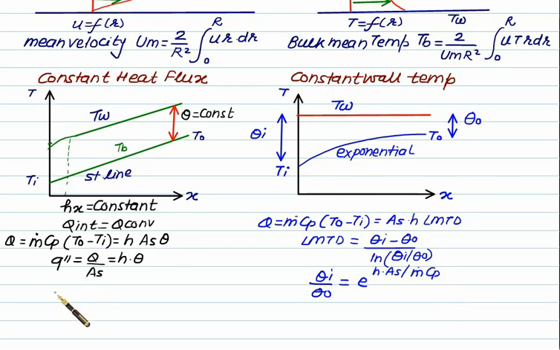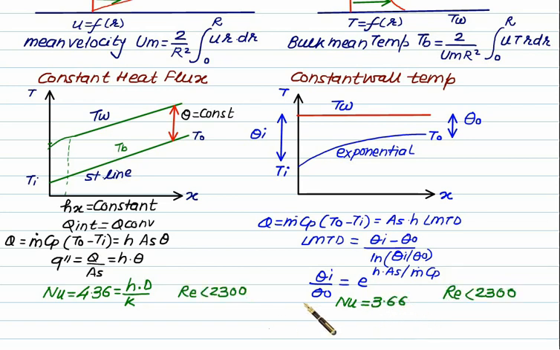For a constant heat flux, the Nusselt number is given by Nu equal to 4.36. And in the case of a circular pipe, the characteristic length Lc is equal to D. So the Nusselt number is given by hD by k, where k is the thermal conductivity of the fluid. Whereas in the case of constant wall temperature, the Nusselt number is given by 3.66. Both these equations are valid for laminar flow.